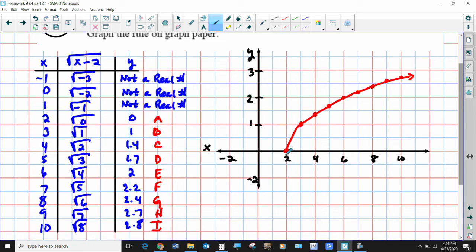So the lowest value for x that we can have starts right here. And the lowest value you can have for y is 0 for this particular function. So the square root of 0 is 0, since 0 times 0 is 0. Square root of 1 is 1, since 1 times 1 is 1. And then I go to some of the other perfect squares. And so here's the 0. Here's the 1.